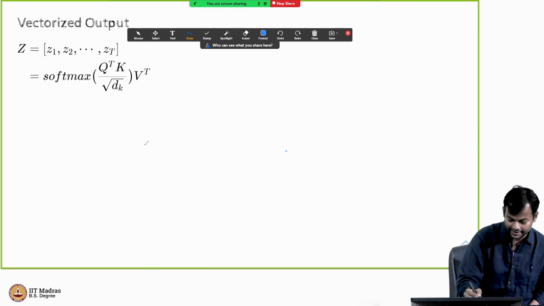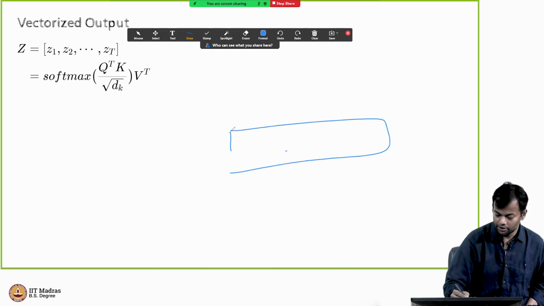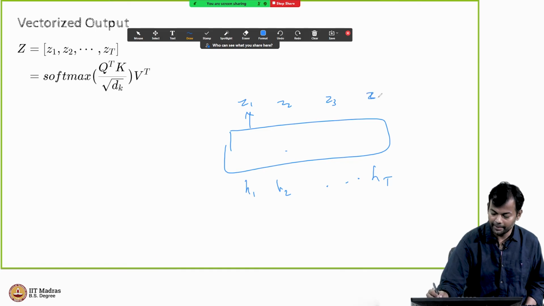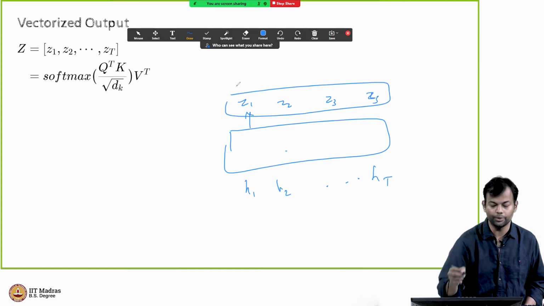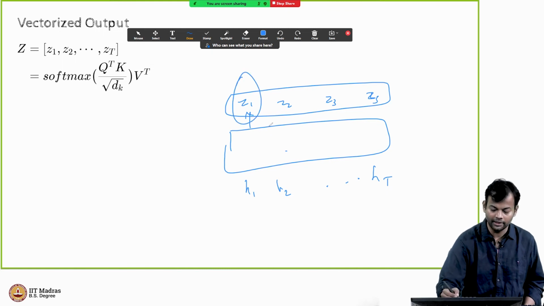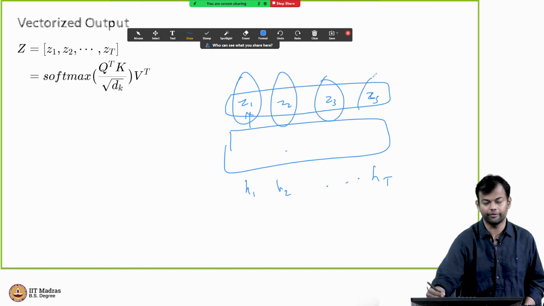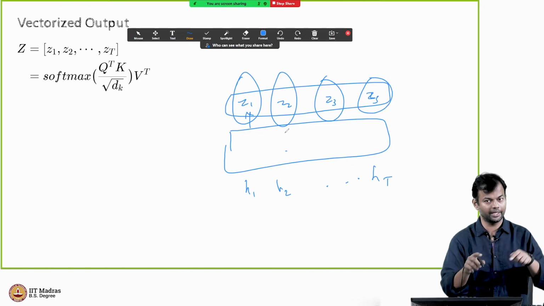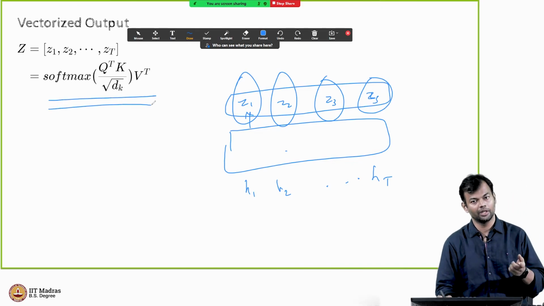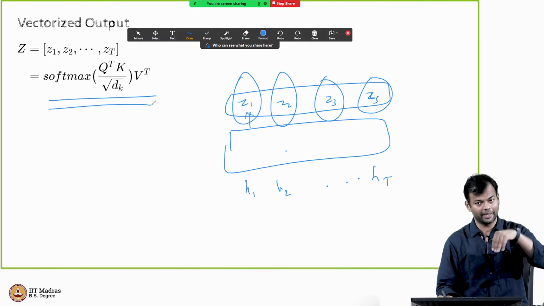And what actually is Z, just in case you have forgotten? So you had the input as H1, H2 all the way up to HT, and Z was the output of this network, right? And my main goal was that this output should be computed in parallel as compared to RNNs, where I was getting 1, then 2, then 3, and then 4, right? But now I've shown you that all of this can be done in parallel, and you just need to execute this matrix multiplication, which in turn has many matrix multiplications.